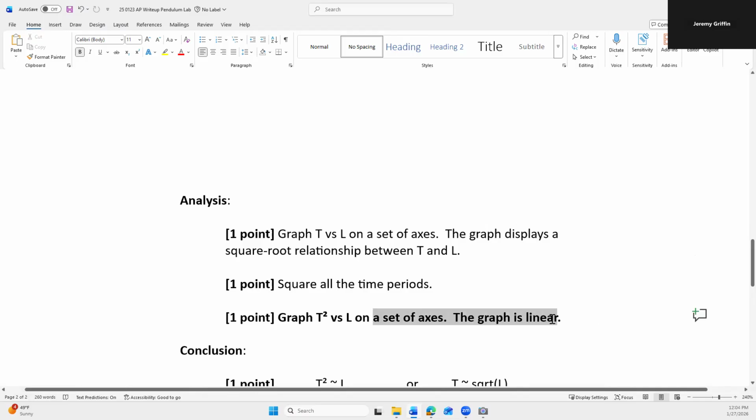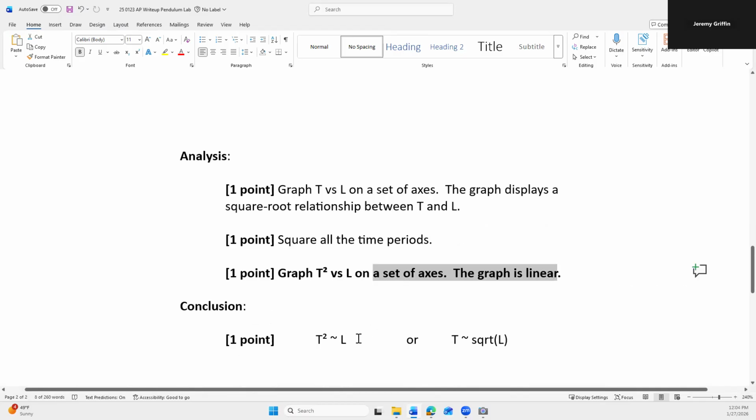Yeah, it could have done that way too. Right? In fact, that's the last thing we were just looking at. All right, and then conclusion. So T squared is proportional to length, or T is proportional to the square root of the length.